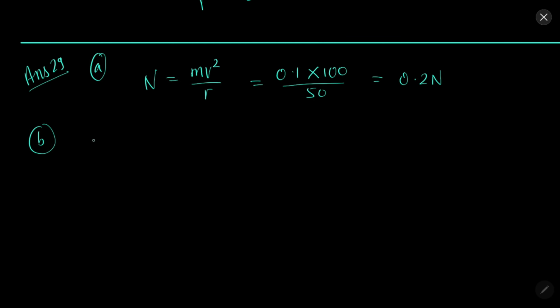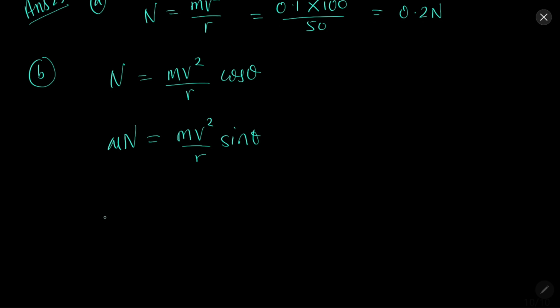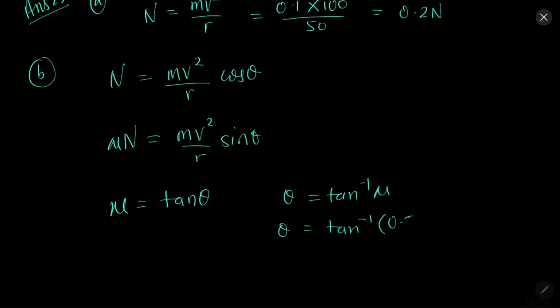Then the plate is turned so that the angle between them slowly increases. So again here the normal force will be mv square over r into cos theta, and another equation with frictional force will be mv square over r sin theta. These two equations will be there. So by these two equations you can find that mu will be tan theta, and theta will be tan inverse mu. So theta will come out to be tan inverse 0.58, so it will be around 30 degrees.